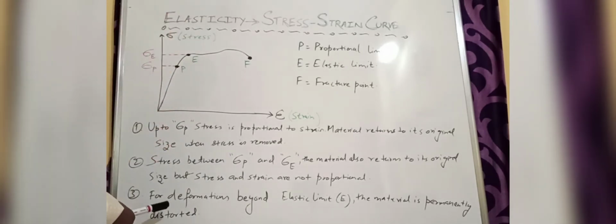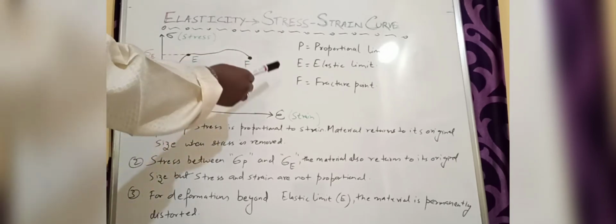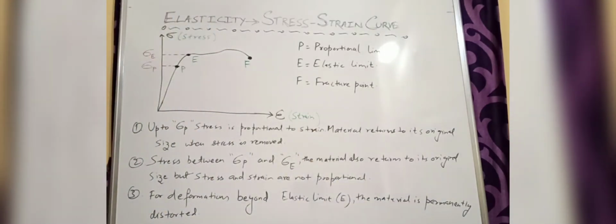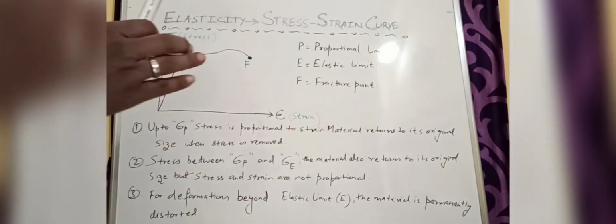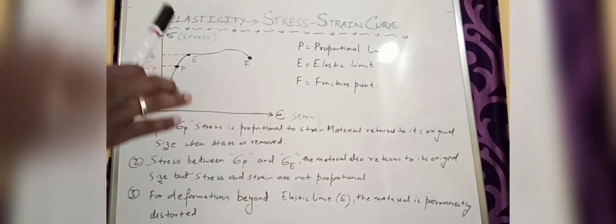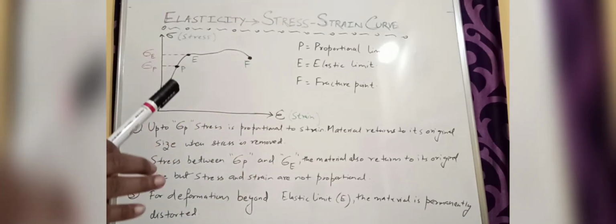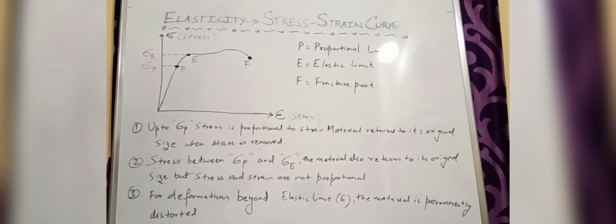Now the third point: for deformations beyond the elastic limit, after this point, if we increase the value of stress beyond the elastic limit, the material is permanently distorted. It means that after this point, if we increase the stress, the object will be permanently distorted and will not regain its original size after the stress is removed. The object will be permanently distorted.